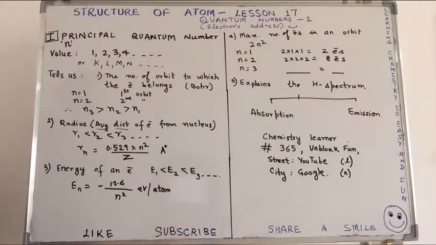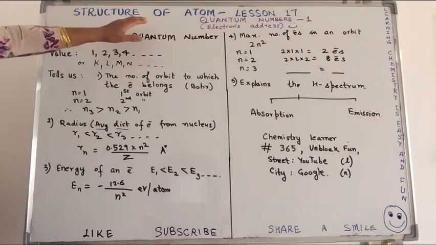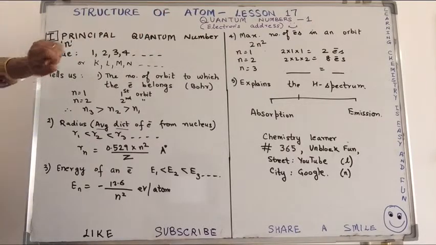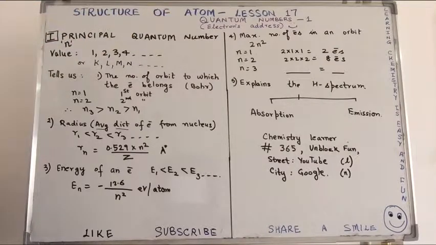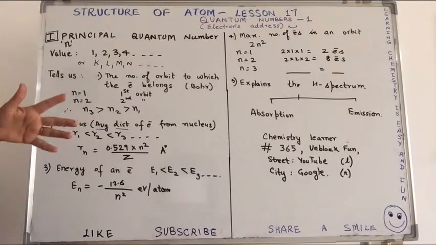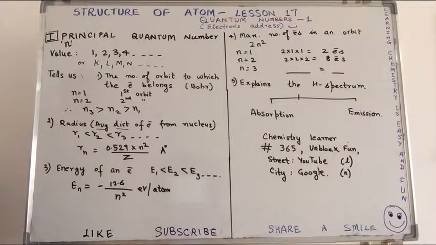Let us start with the lesson for today, quantum numbers. This is lesson 17 in the series of videos on structure of atom. What is a quantum number? It's simply an address for the electron, like you could write down your address.